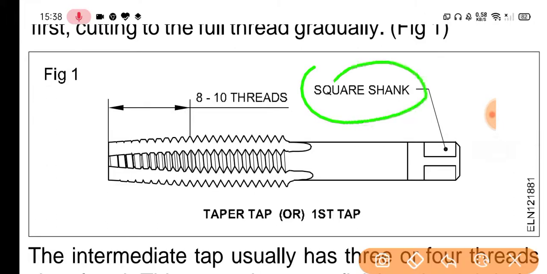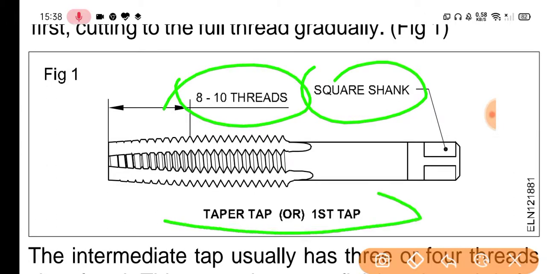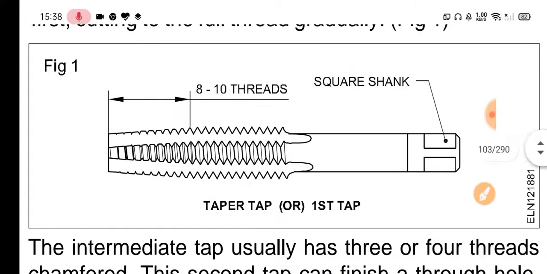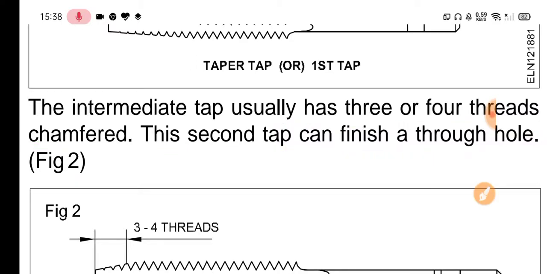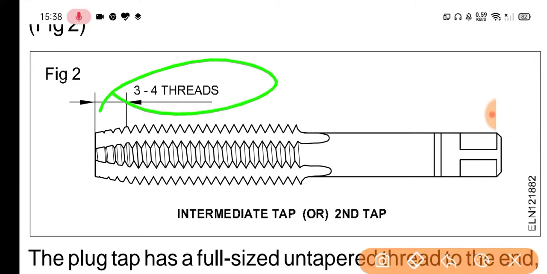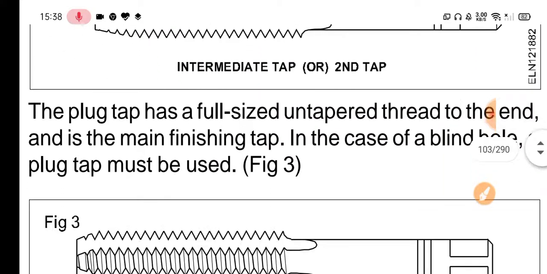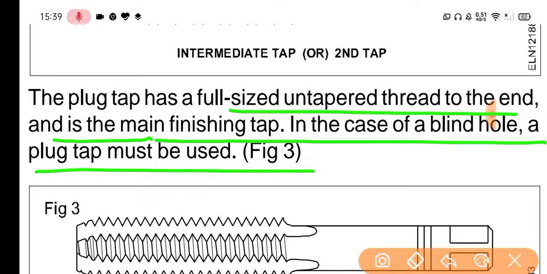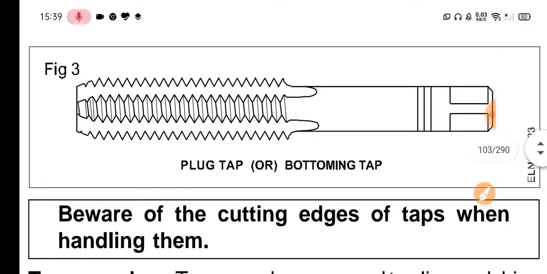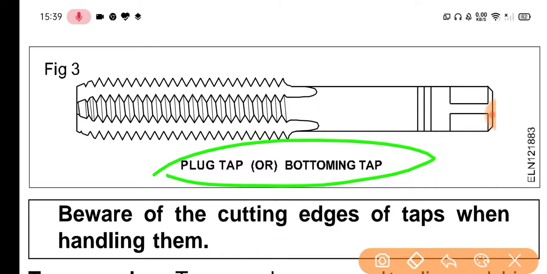Picture 1: this is a square shank, these are the threads, and this is a taper tap or first tap. The intermediate tap usually has 3 or 4 threads of taper. This second tap can finish a through hole. Picture 2: this is the 3 to 4 threads, an intermediate tap or second tap. The plug tap has full size untapered thread to the end and is the main finishing tap. In the case of a blind hole, a plug tap must be used, given in picture 3. This is the plug tap and bottoming tap.